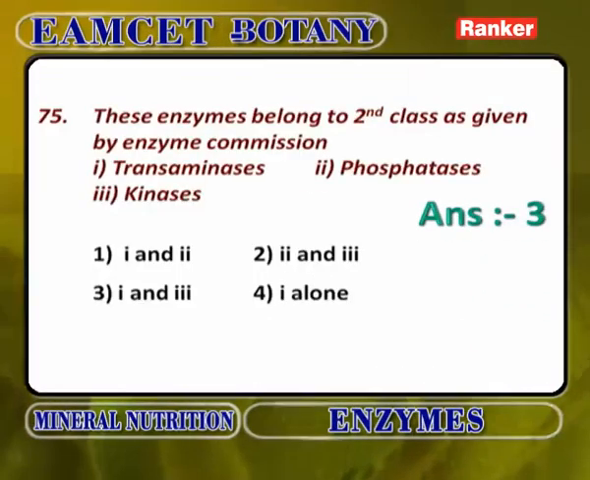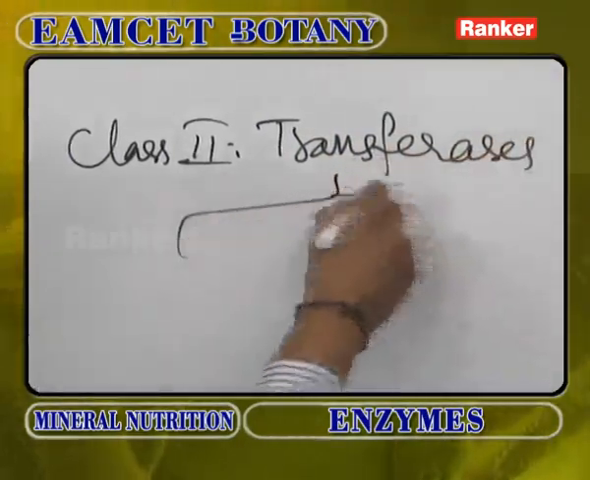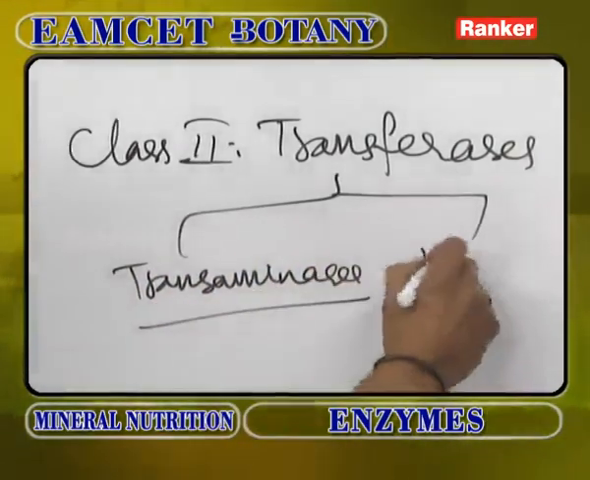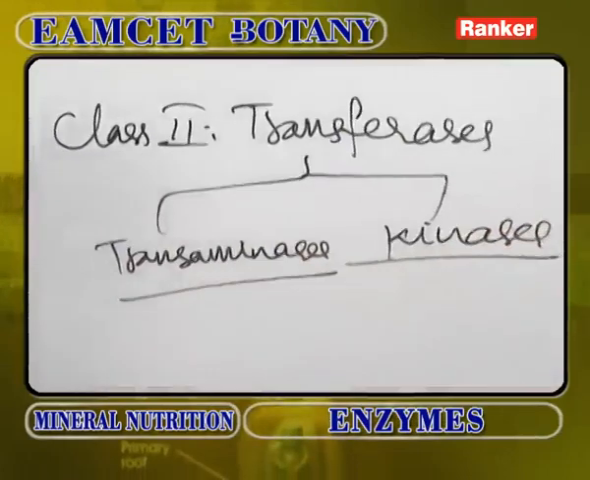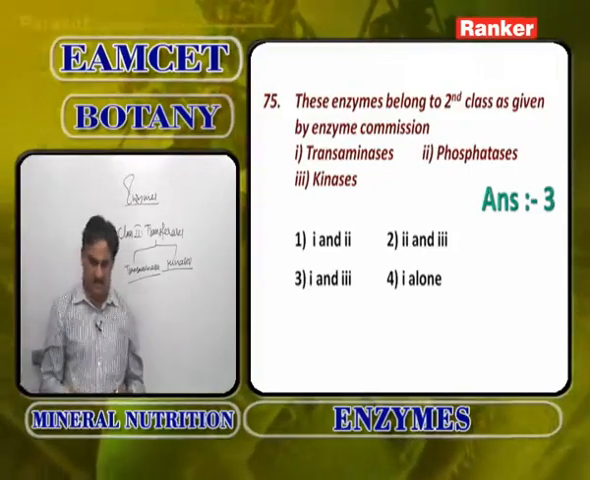The enzyme belonging to 2nd class as given by enzyme commission of IUB, International Union of Biochemists, is transaminases and kinases. What is 2nd class? Class 2 is transferases. In this transferases you will get 2 classes, transaminases and kinases. These 2 belong to transferases. So this enzyme belongs to 2nd class as given by enzyme commission.